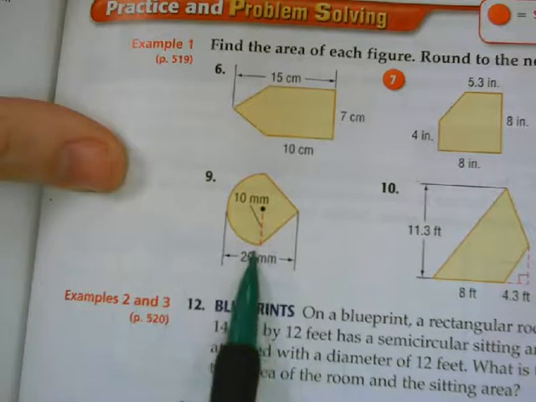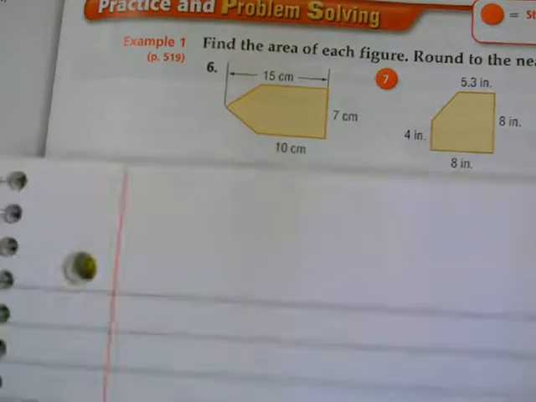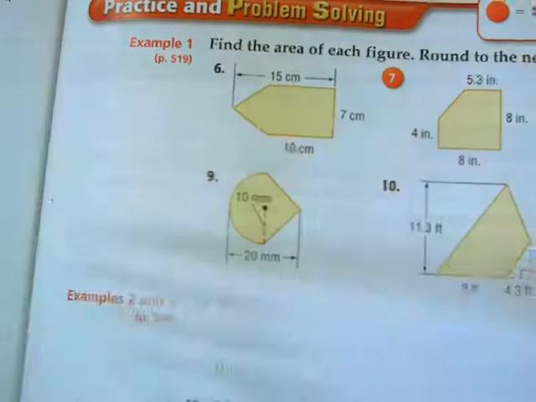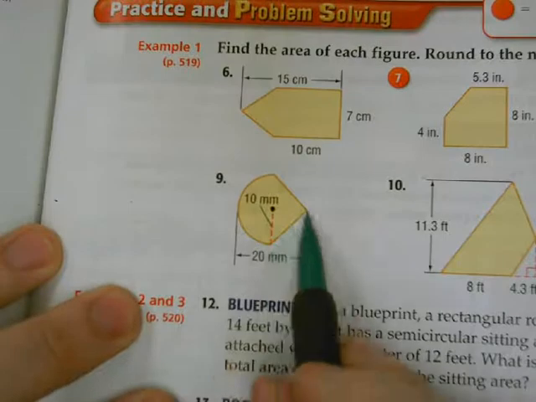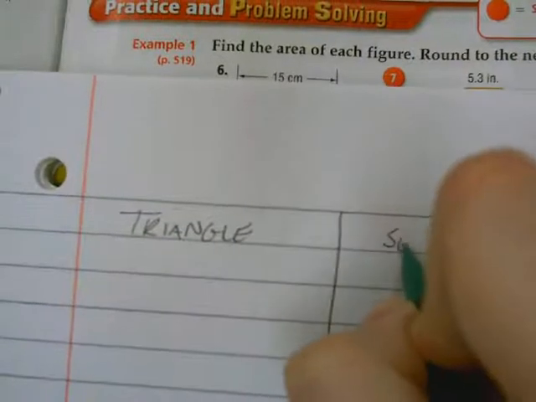So I have here a figure, and I need to look at that figure and break it down into what it's made out of. So I'll notice that it is made out of a triangle on one side. Here we have a triangle. And on the other side, there's half of a circle. Now, this is called a semicircle.